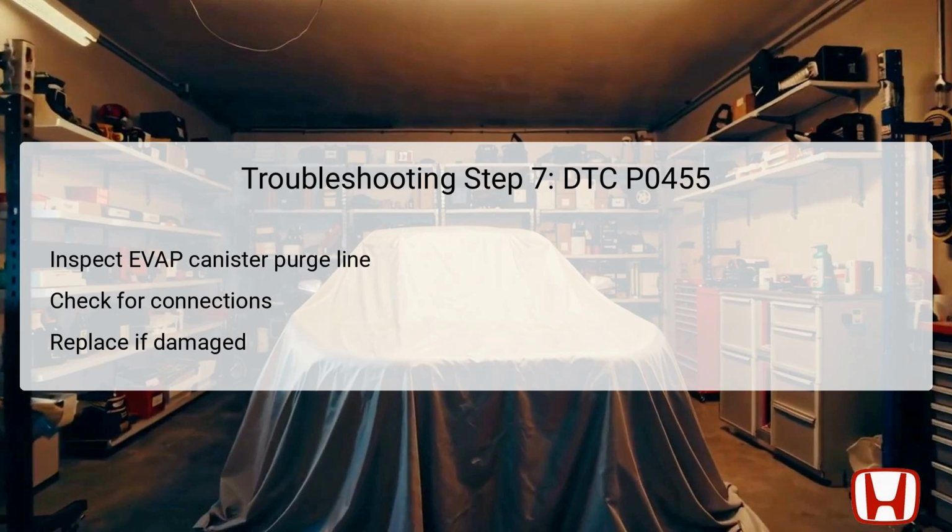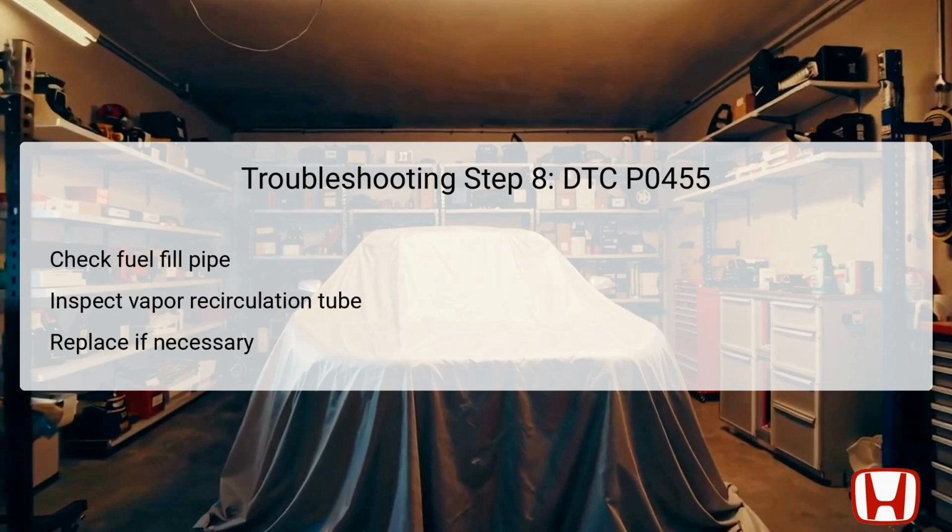Step 7 involves checking the EVAP canister purge line for any poor connections or damage that could lead to leaks. A compromised purge line affects the system's ability to manage fuel vapor effectively, and any visible issues should be addressed promptly. If the connections look suspect, it's advisable to replace the purge line altogether to ensure its integrity and that the entire EVAP system can function optimally again. This step is often overlooked, but can significantly impact overall vehicle performance if not addressed consistently.